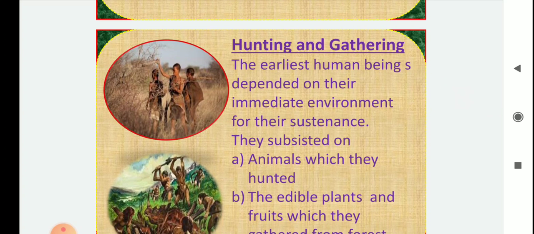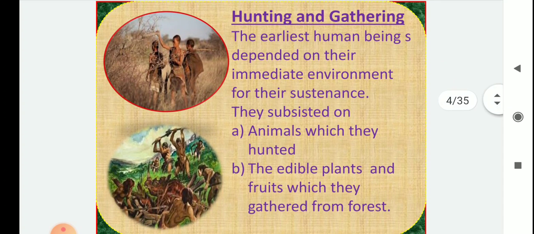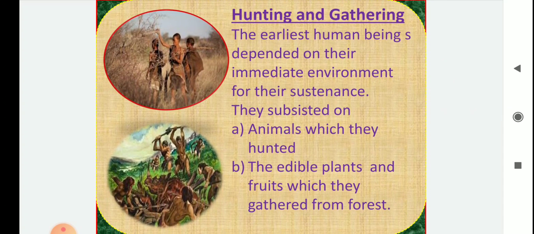First, hunting and gathering. So, students, it depends on their immediate environment, right? The earliest human beings depended on their immediate environment for their sustenance. They subsisted on animals which they hunted, and the edible plants and fruits which they gathered from the forest, right?